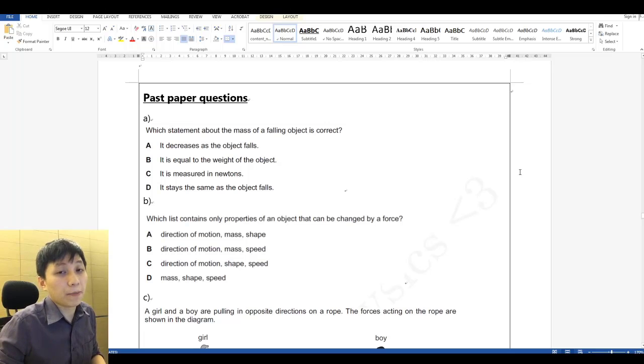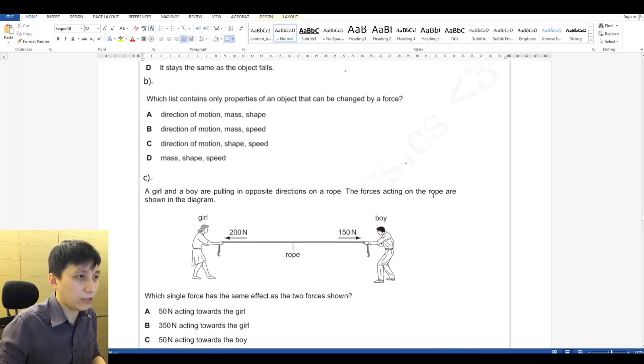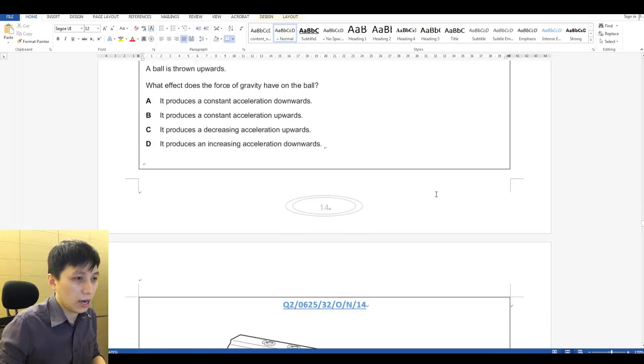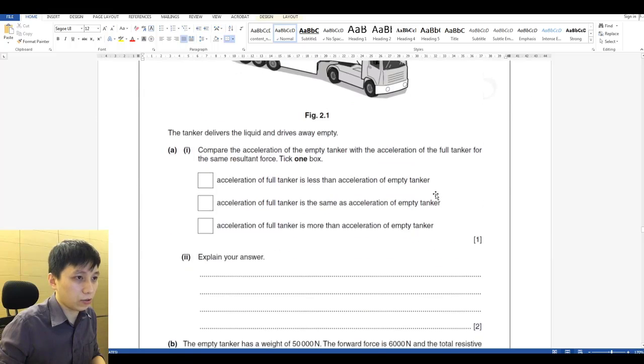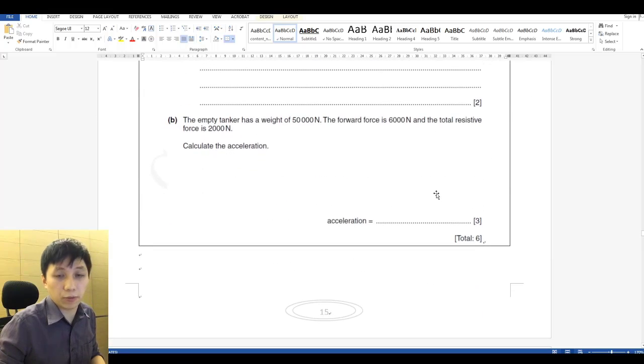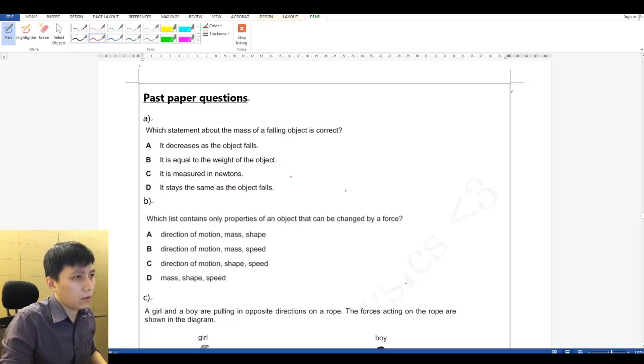Alright, let's try to do some past paper questions about force and motion. So I would like you to try the questions starting from page 14 and the long question on page 15 as well. So pause the video now, try it out, and check the answers later on. A few moments later. Okay, first question.